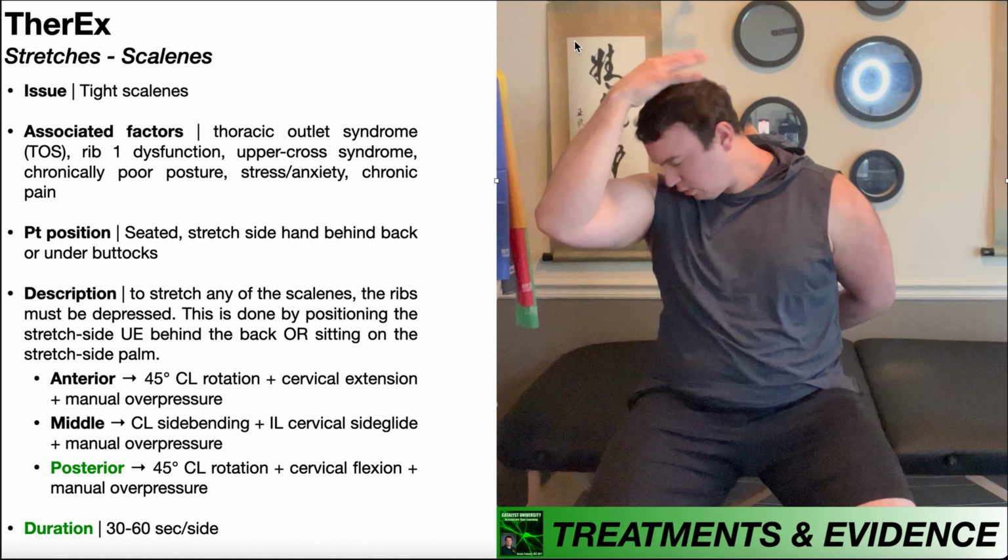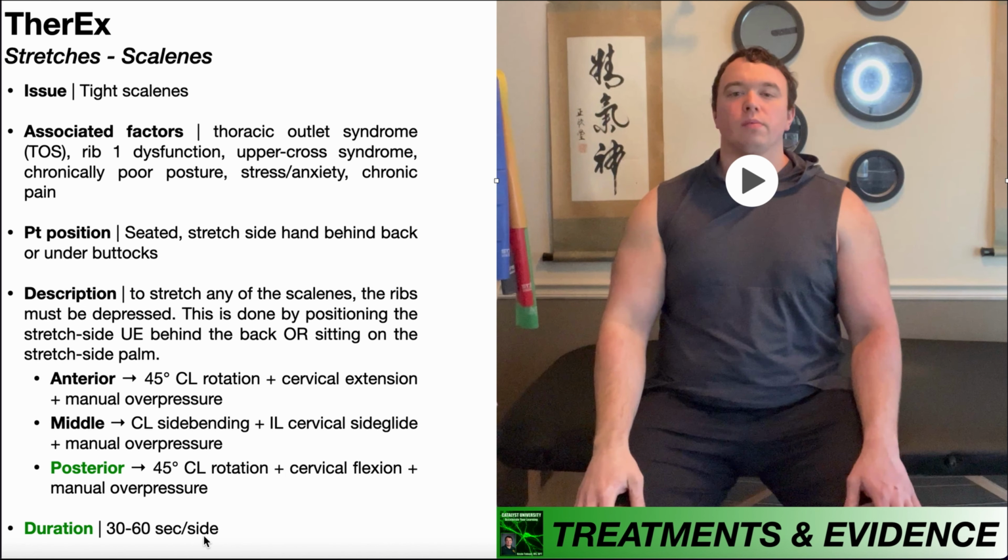And you would hold any of these stretches 30 to 60 seconds per side.